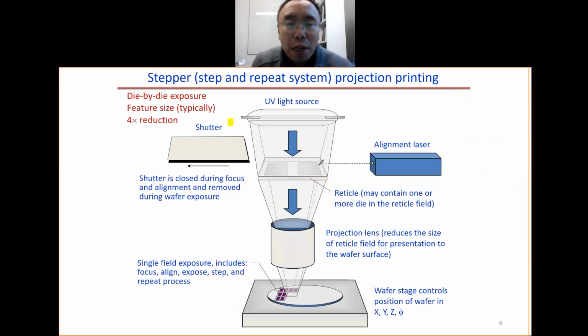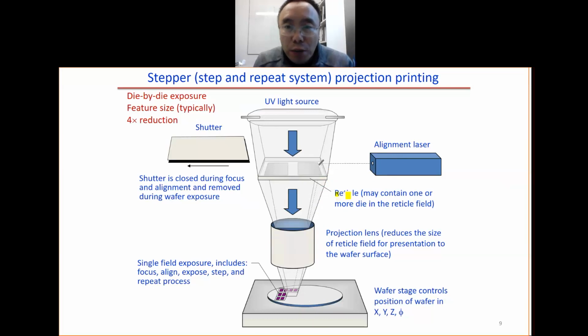So this is the schematic of the stepper. Here we have the light source, and then we have the shutter. When we do the alignment, when we move the wafer, we need to turn off the light. This is done by the shutter. Then we use the alignment laser; the laser will align the photomask with the wafer. This is the alignment laser.